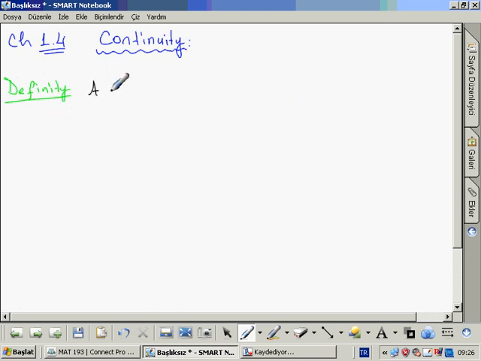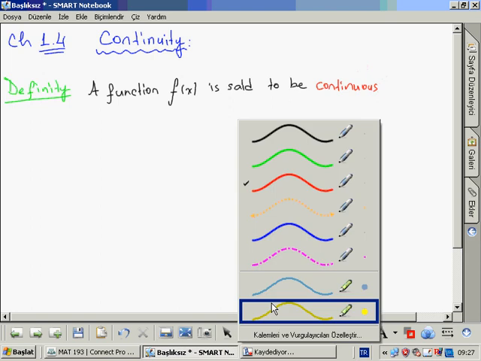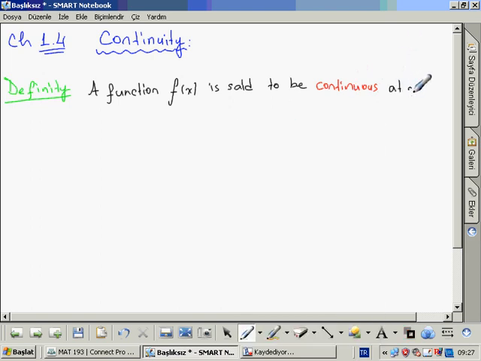Okay, a function f of x is said to be continuous at x equals a if the limit as x approaches a of f of x equals f of a.